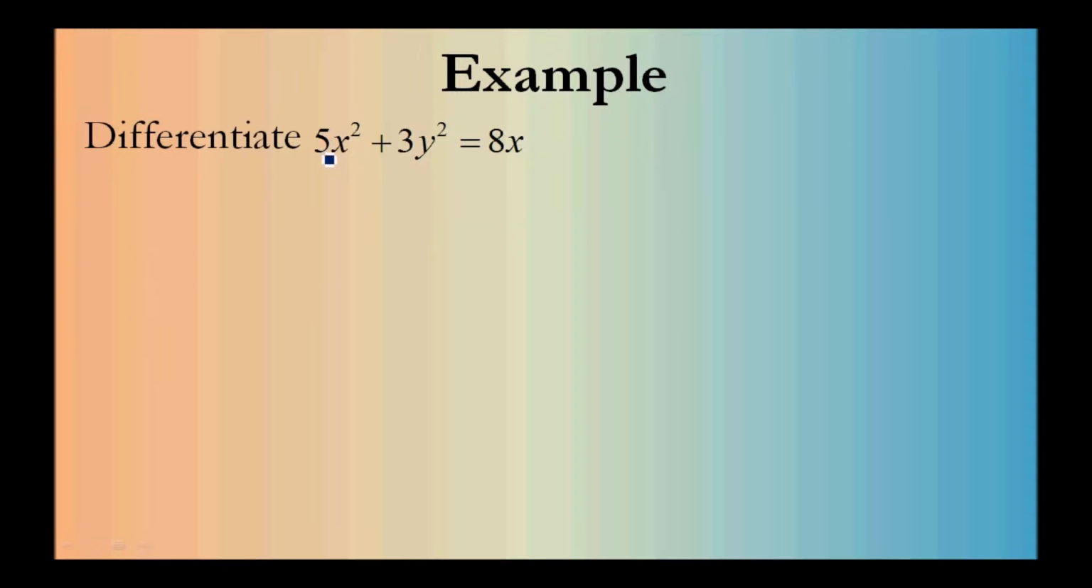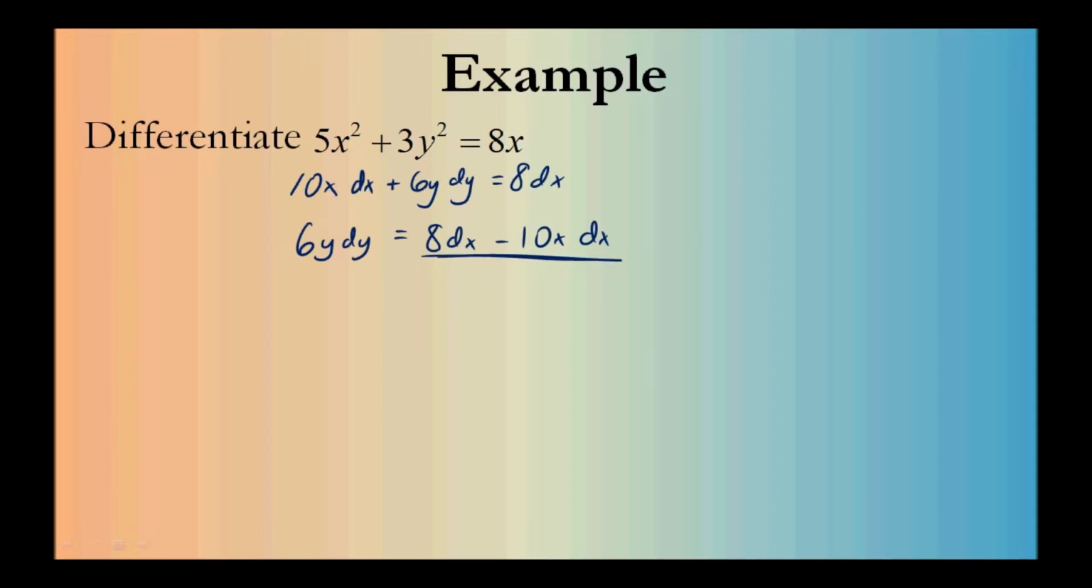So the derivative of 5x squared, using the power rule, we get 10x dx, since we differentiated with respect to x, plus 6y dy, differentiating with respect to y, is equal to 8 dx. We'll get each of the dy's and the dx's on individual sides, so 6y dy is equal to 8 dx minus 10x dx. So now both dx's are on the right and the dy is on the left side.